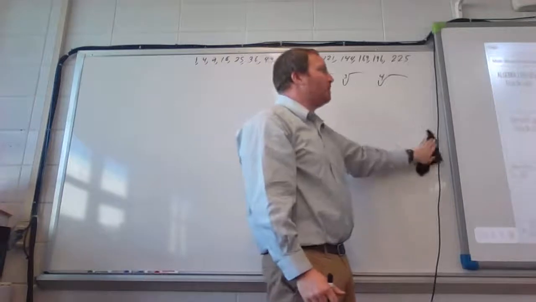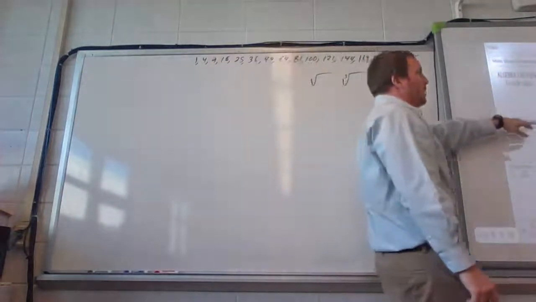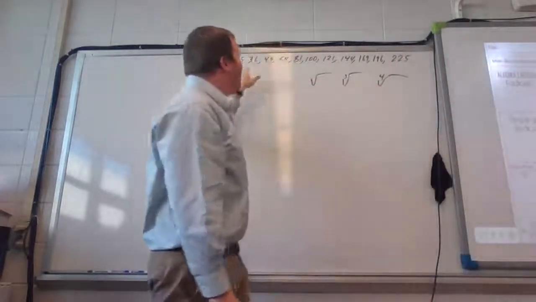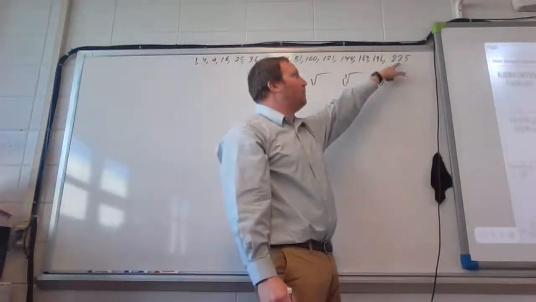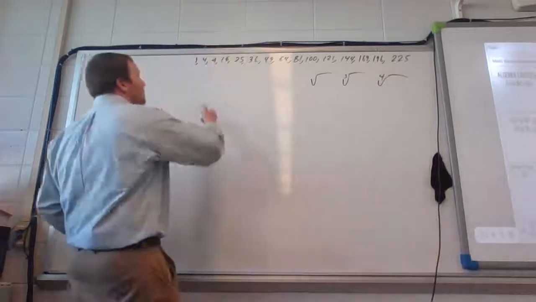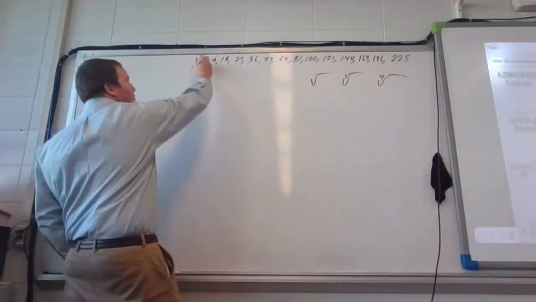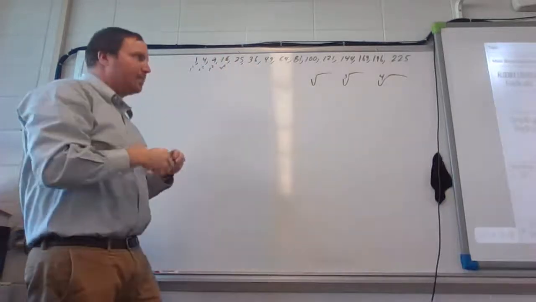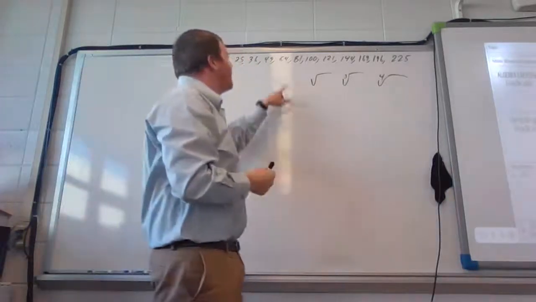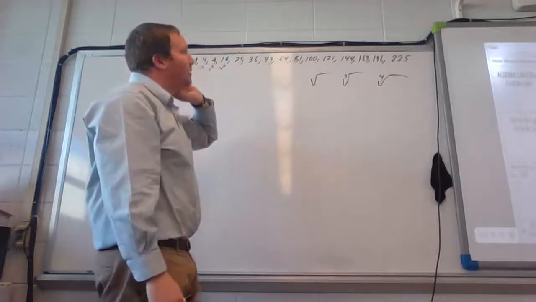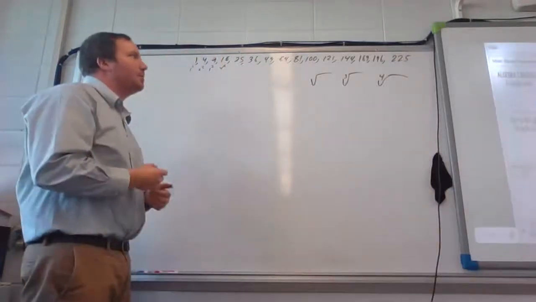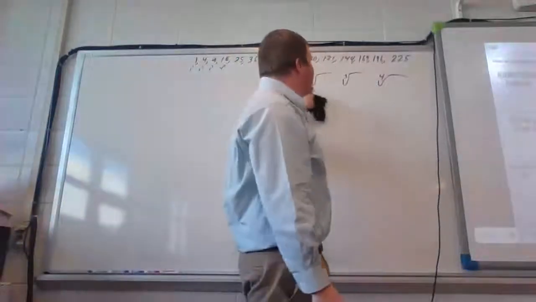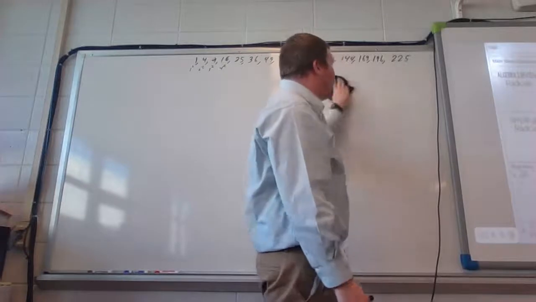So then let's talk about our perfect squares. Our perfect squares are 1, 4, 9, 16. I extended that all the way up to 15 squared. So this would be 1 squared, 2 squared, 3 squared, 4 squared, and so on: 64, 81, 100, 121, 144, 169, 196, and 225. So that goes up to 15 squared.